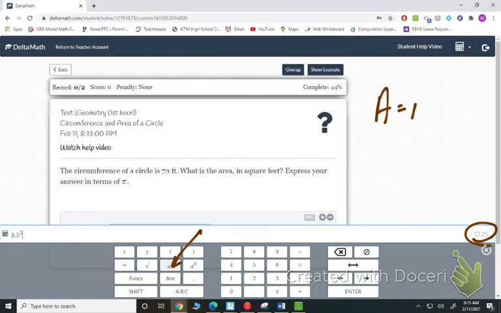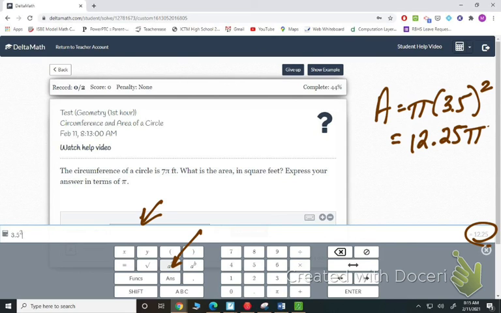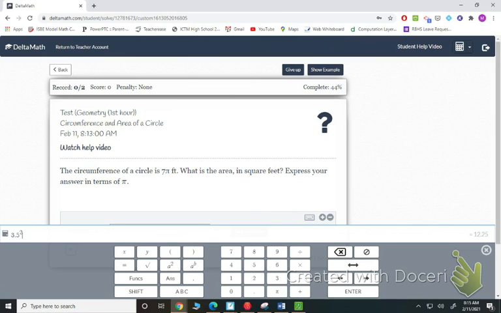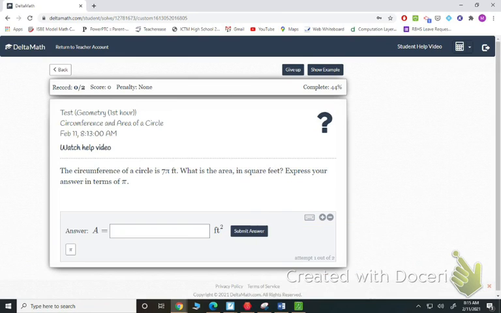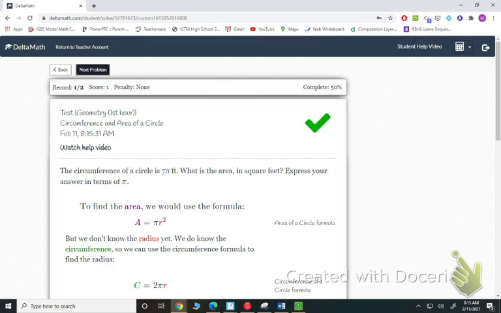So again, if I did pi times 3.5 squared, that is 12.25 pi. So that's what I'm going to type in this box right here. So 12.25 pi. If I close that, here, again, I'm going to type in 12.25, hit the pi button, submit answer, click yes, good to go. Gave me the check mark.